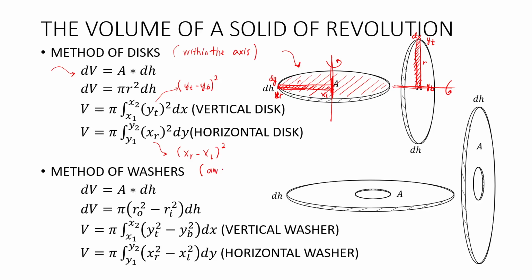The method of washer is away from the axis, because it will generate a hole upon rotating the area away from the axis of rotation. So washer, right? I think you know what a washer is. If you have seen bolt connections, before the bolt is applied, there's a washer, those tingga. So that's the washer.